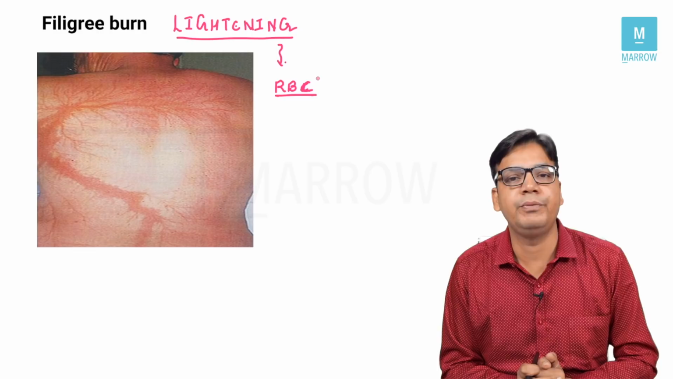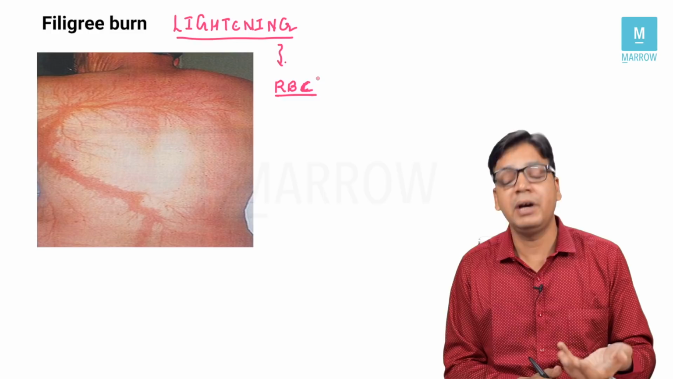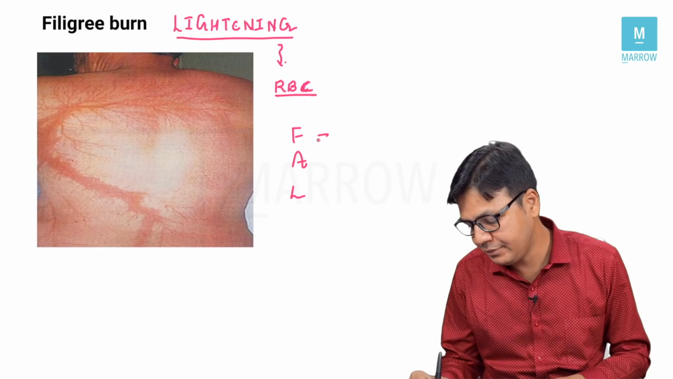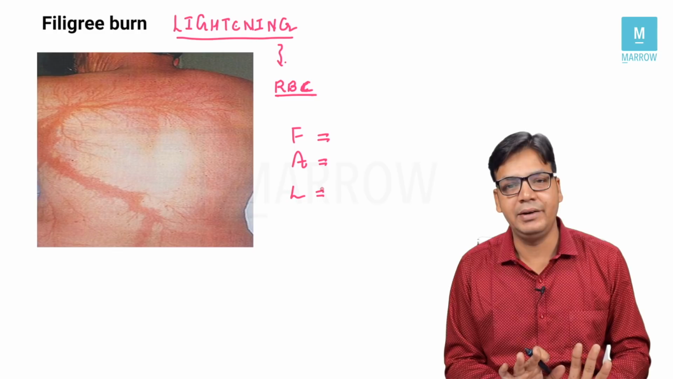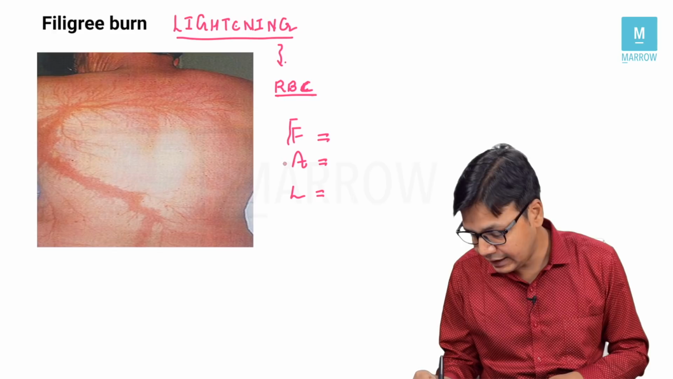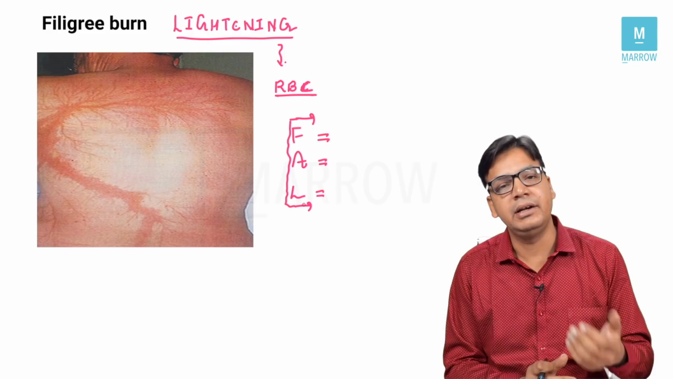And actually, lightning burns are also known as filigree burn, arborescent burn, Lichtenberg burn. And I told you the trick in the classes also. FAL fall. Aapke upar bijli giri. F for filigree, that's very simple one, filigree burn. A for arborescent burn, L for Lichtenberg. So let's say, agar aapke upar bijli girti hai, to aap aise yaad kar sakte ho, bijli girne se ye burn hote hain. Filigree burn, arborescent burn, and Lichtenberg burn.